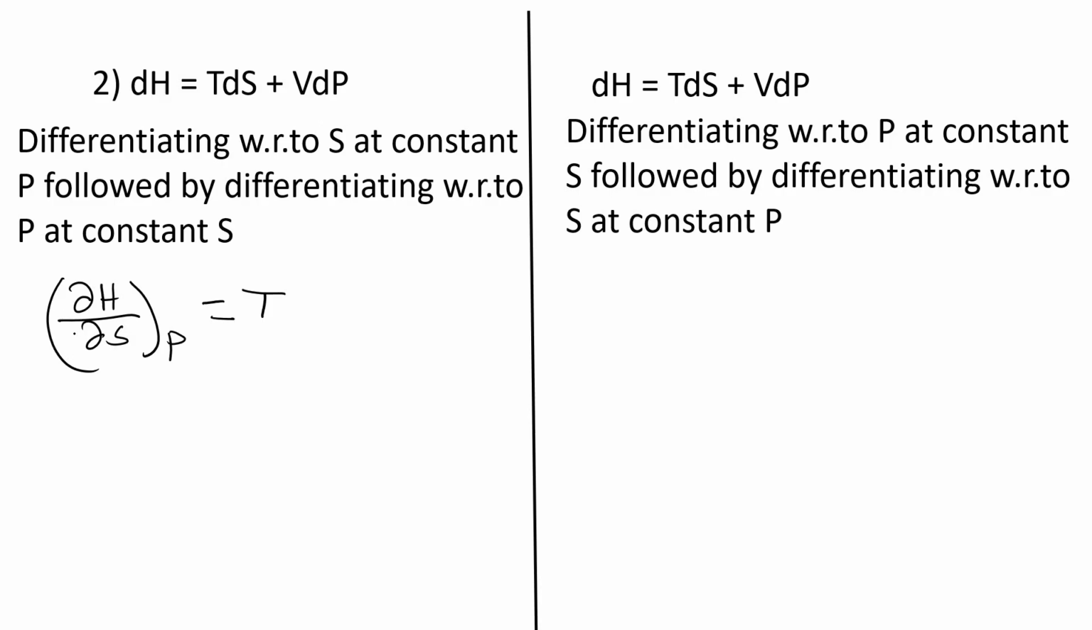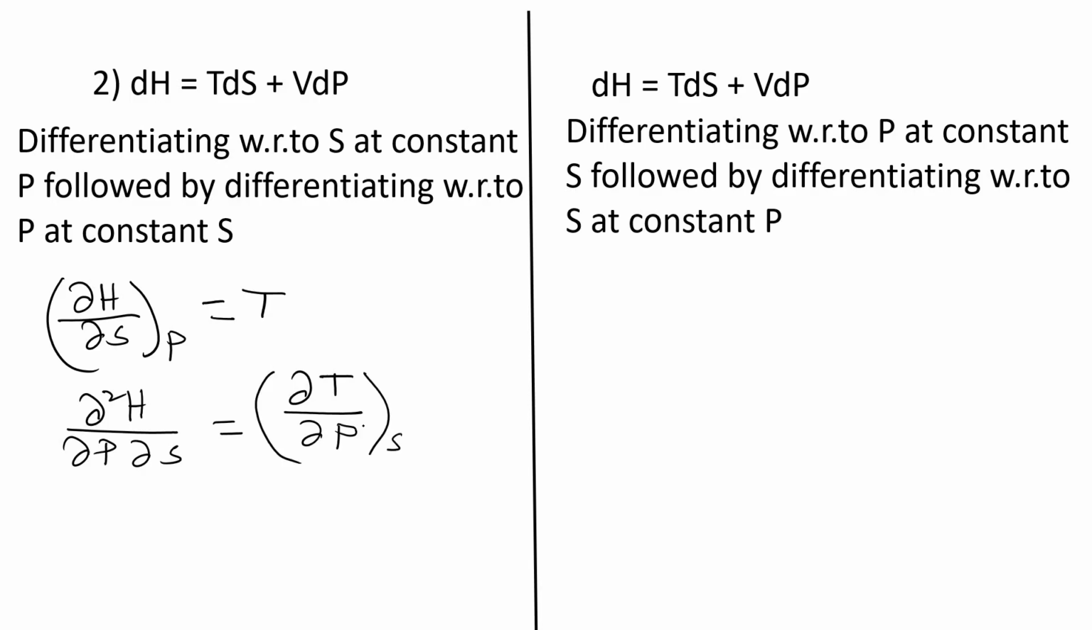Next, what you have to do? We have to differentiate with respect to pressure at constant entropy. So, ∂²H/∂P∂S will be equal to ∂T/∂P at constant entropy.